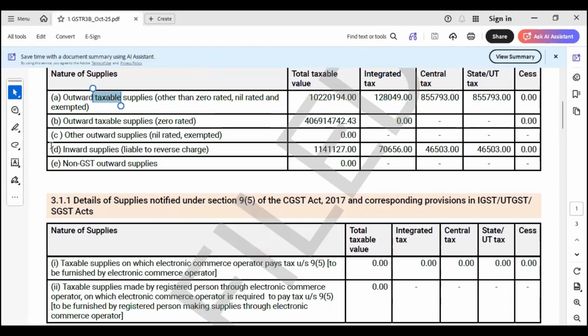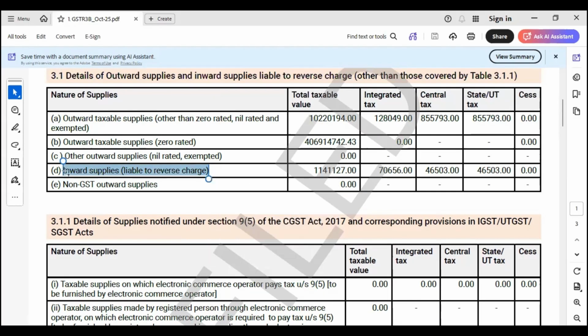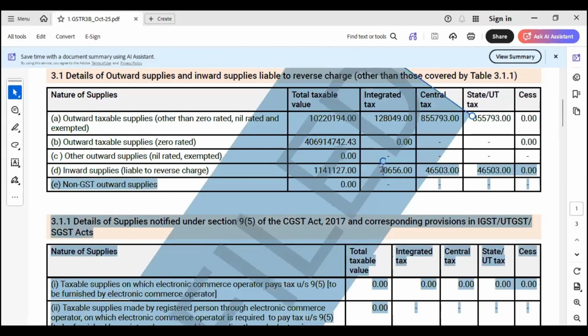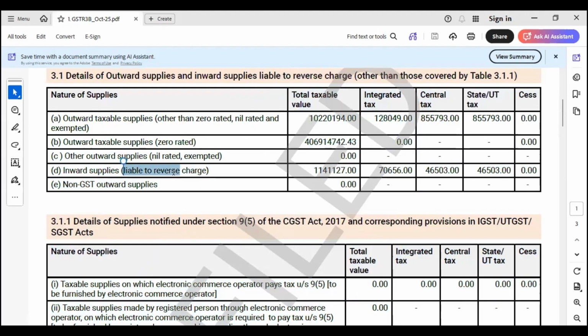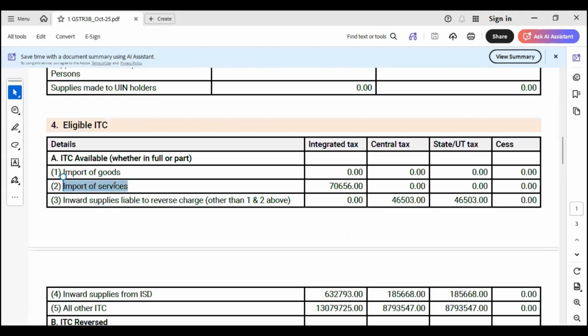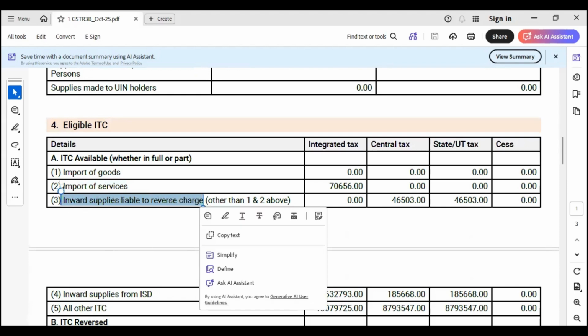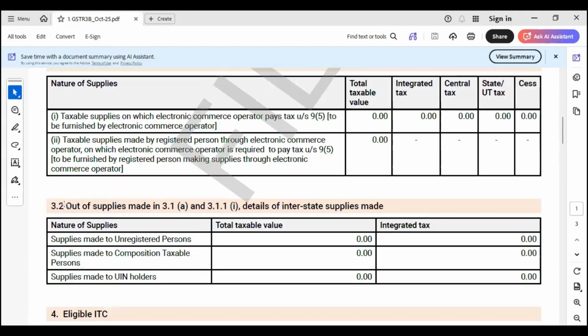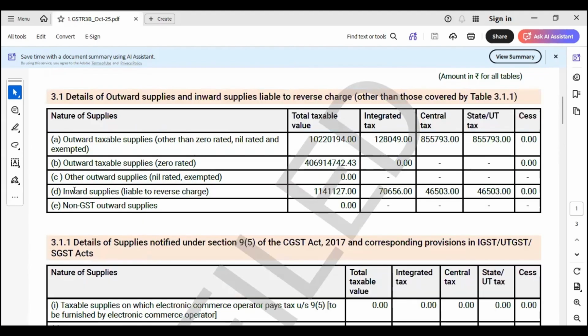We have inward supply liable to reverse charge, 3.1D. Now, this is where automation ledger was brought in. Government wants to know how much you have to pay on your reverse charge and how much you're going to claim input tax credit on import of service or inward supplies liable to reverse charge. So there is 4A2, 4A3 ITC availed. There is one output tax paid under 3.1D. So this is where this automation was brought in, 3.1D.